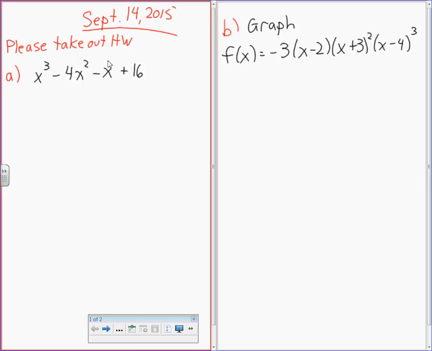Let's go, put it down the line. Good. Go ahead. You take x squared out of the first two terms. Yes, right there. Okay. x minus 4.